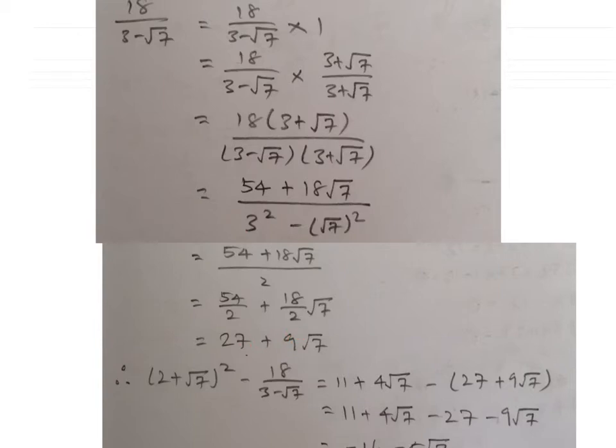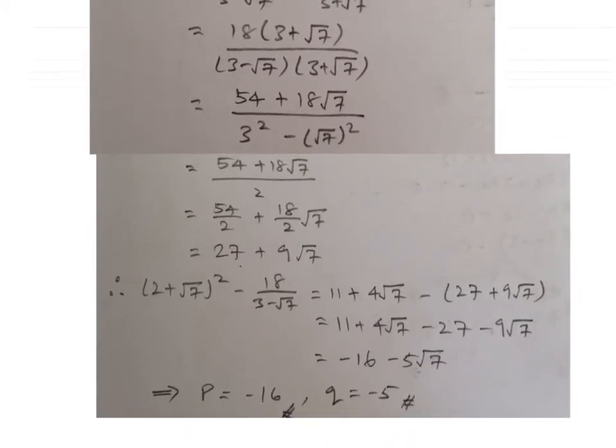Alright, so don't forget your question. This is your question over here. So I take my 11 plus 4 square root 7, which comes from my (2 plus square root 7) squared, and this is 27 plus 9 square root 7, which comes from this term over here. Bear in mind that I have a minus sign over here, so I have to bracket this up to make sure that my sign is correct when I open it up. So I have minus 27 minus 9 square root 7.